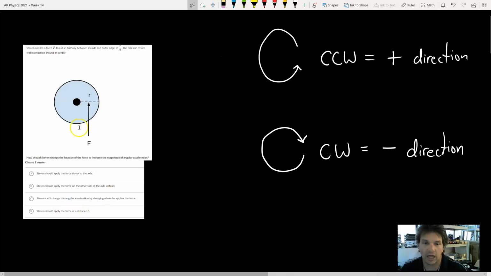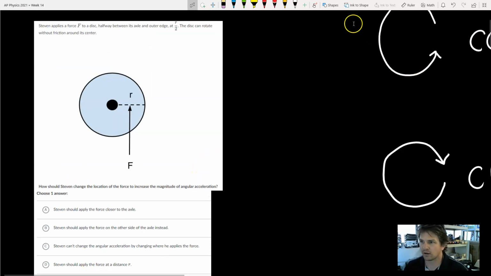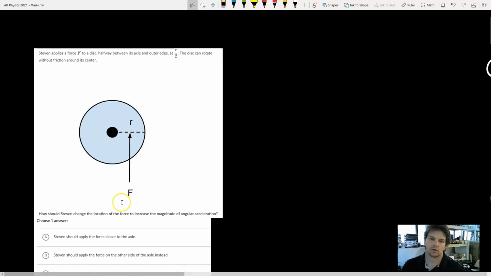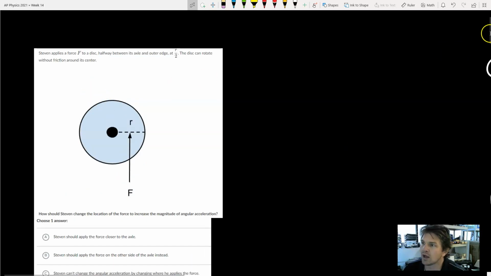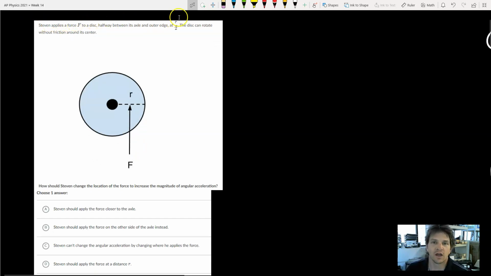Okay, so let's take a look at some of these problems. Here we have Steven. Steven applies a force F to a disc halfway between its axle. Remember the axle is the thing that it rotates around, so its axis of rotation, and its outer edge at r/2, 1/2 the radius. The disc can rotate without friction about its center. How should Steven change the location of the force to increase the magnitude of angular acceleration?